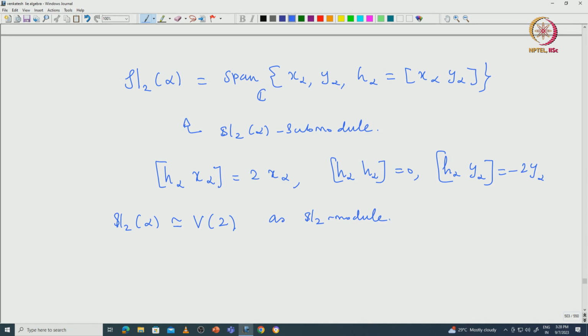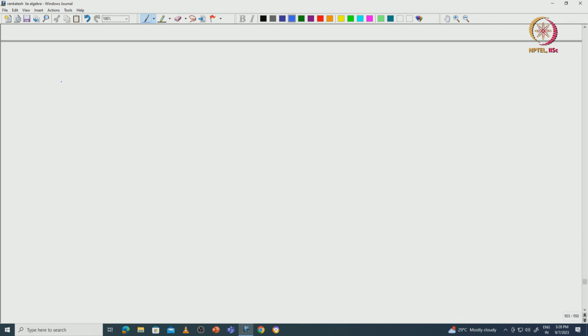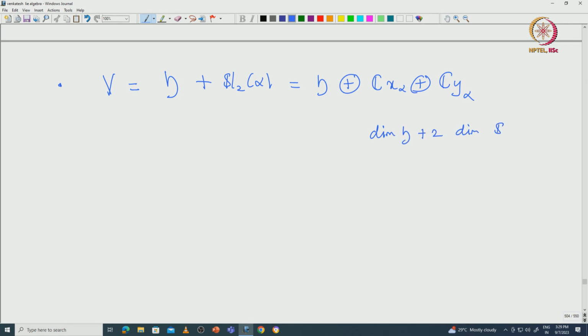This is a very interesting sub representation of G, an SL2 sub representation of G. Now we will construct another interesting sub representation, which is again very useful. We take V to be H sum SL2 of alpha. If you think about it, this is actually going to be H direct sum C x alpha direct sum C y alpha. It is a dimension H plus 2 dimensional SL2 of alpha module inside your G.